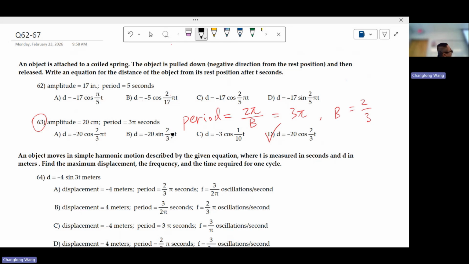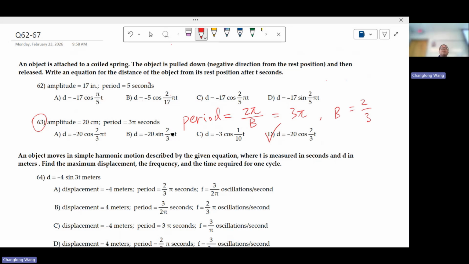Now, what if I change the letter B into -20 sine 2/3 of t? So now you see that the B and D are so close, right? The only difference is sine and cosine. How do I know that cosine is correct, not the sine? And now, this is the part I don't like about those textbook questions.